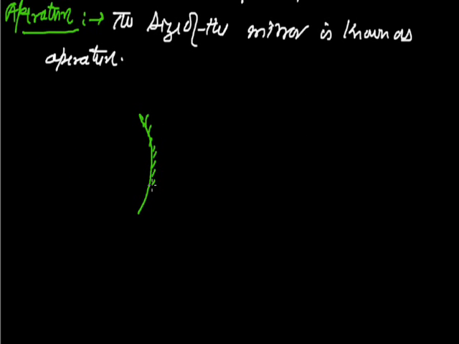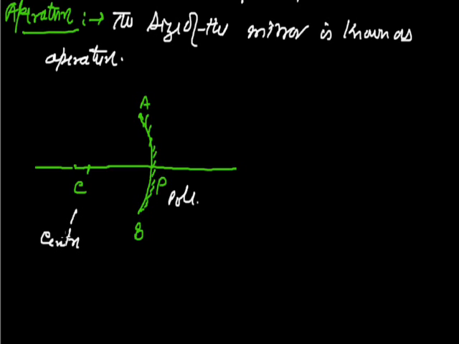In the figure, this one is the concave mirror. This one is the pole. Here is C, the center of curvature. This point is A, this point is B. This AB is known as the aperture. Now it is the pole. The distance from the pole to the center of curvature is known as the radius.